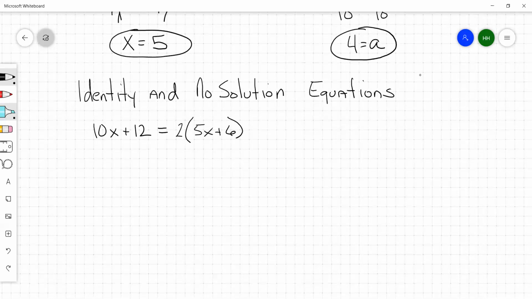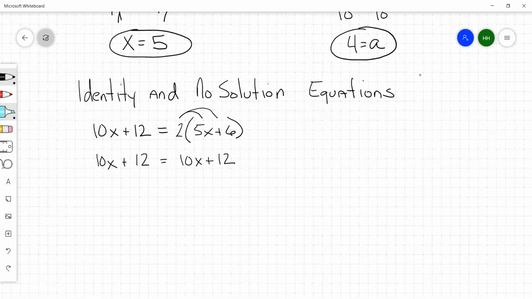All right, so this is just distributive property on one side of the equation. So look, you got your 10x plus 12. I'll rewrite it. Then you got your 2 times 5x, which is 10x, and your 2 times 6, which is positive 12. And now you got the left side equal to the right side. Agreed?